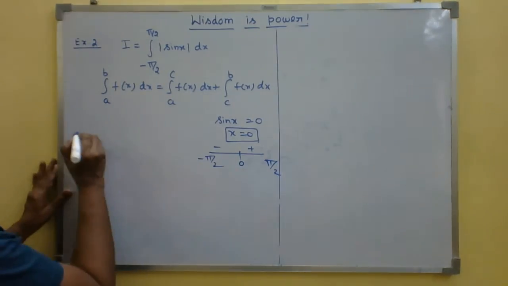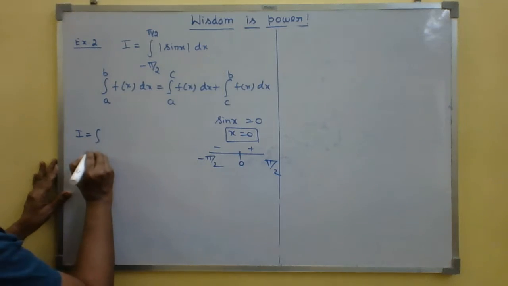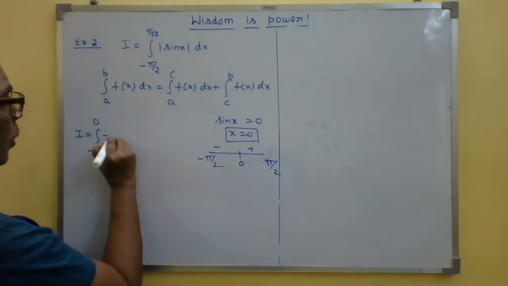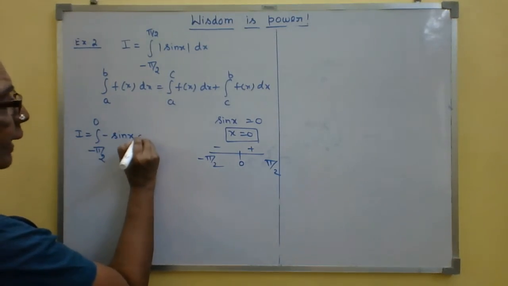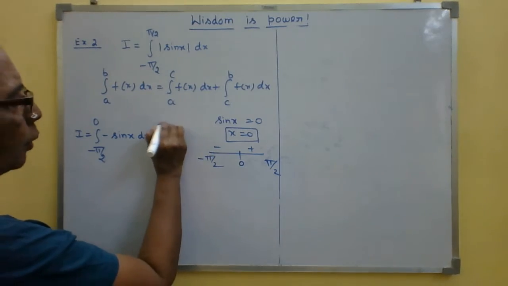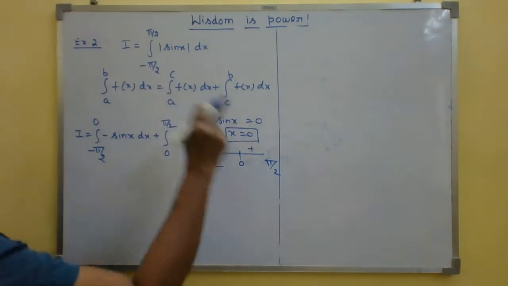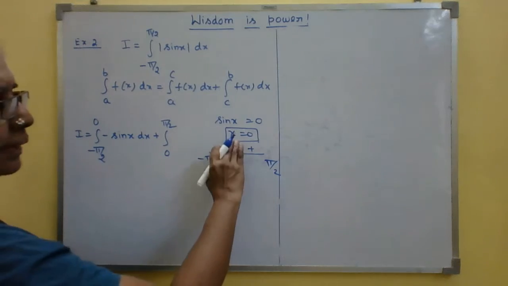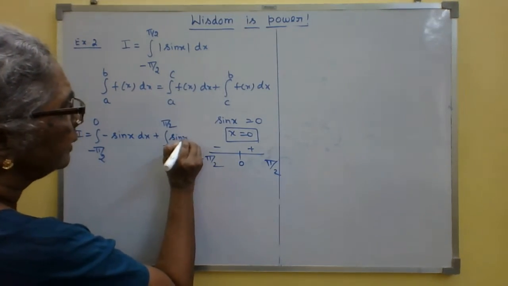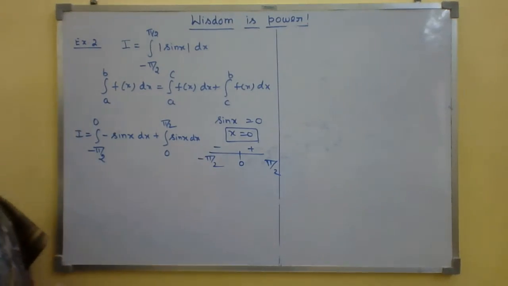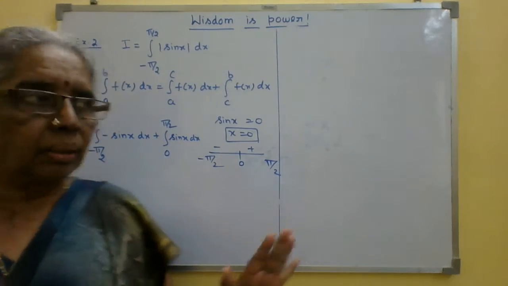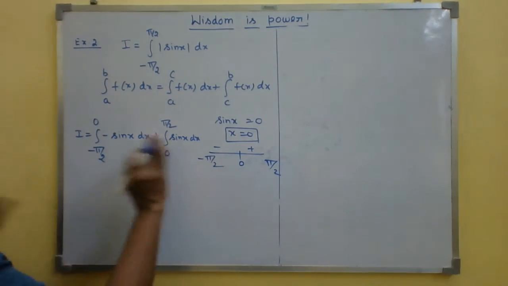So let us now write our I is equal to integral minus pi by 2 to 0. Okay, it is negative. So you write now minus sin x dx. Then plus the second interval is 0 to pi by 2. Now the mod sin x is positive. Okay, when x is greater than or equal to 0, that will be positive. So you can write it as sin x dx. So here we are not using that odd even property at all. Now it is like two different sums.